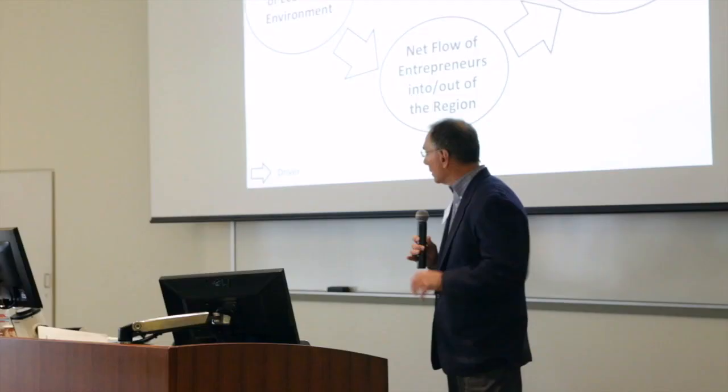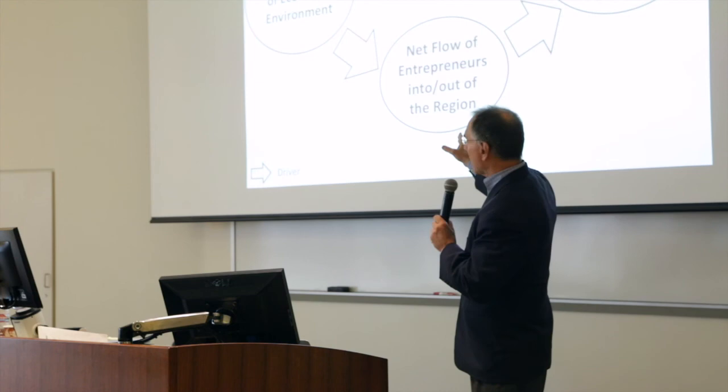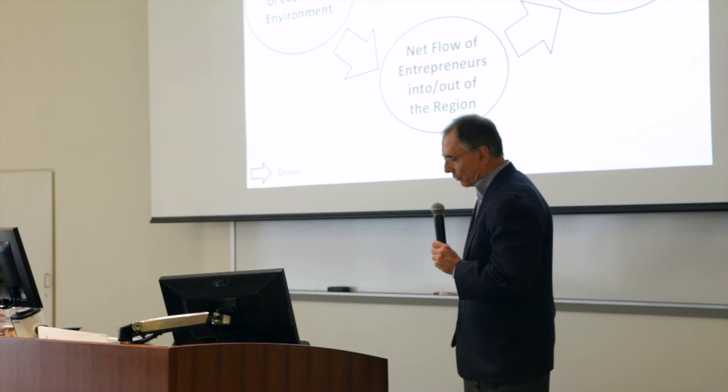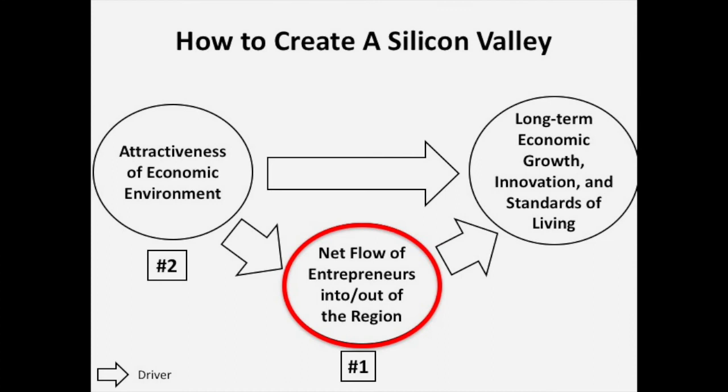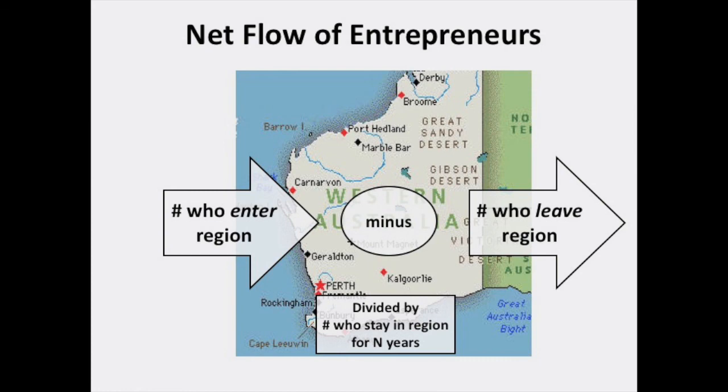Well, here's a very simple model where the attractiveness of the economic environment gives rise to a net inflow of entrepreneurs into the region, which leads to long-term economic growth, innovation, and higher standards of living. And let me talk about this second one first, the net flow of entrepreneurs into or out of the region. So choose some region. I use here the example of Western Australia. So the index is the number who enter the region minus the number who leave the region, divided by some metric like the population of the region or the number of entrepreneurs in the region. You can define it different ways.